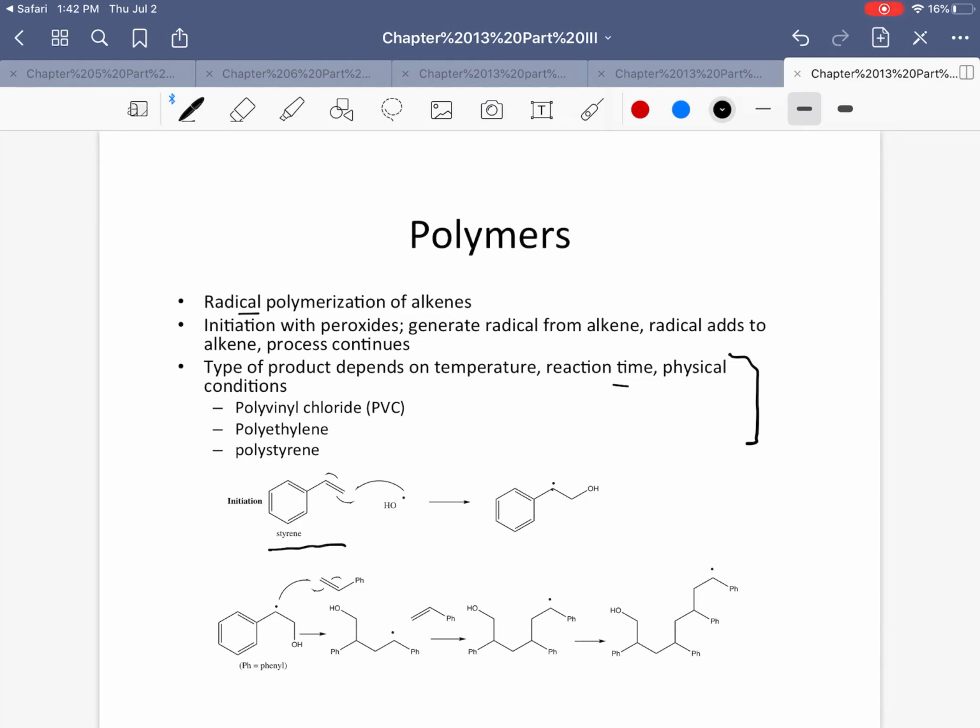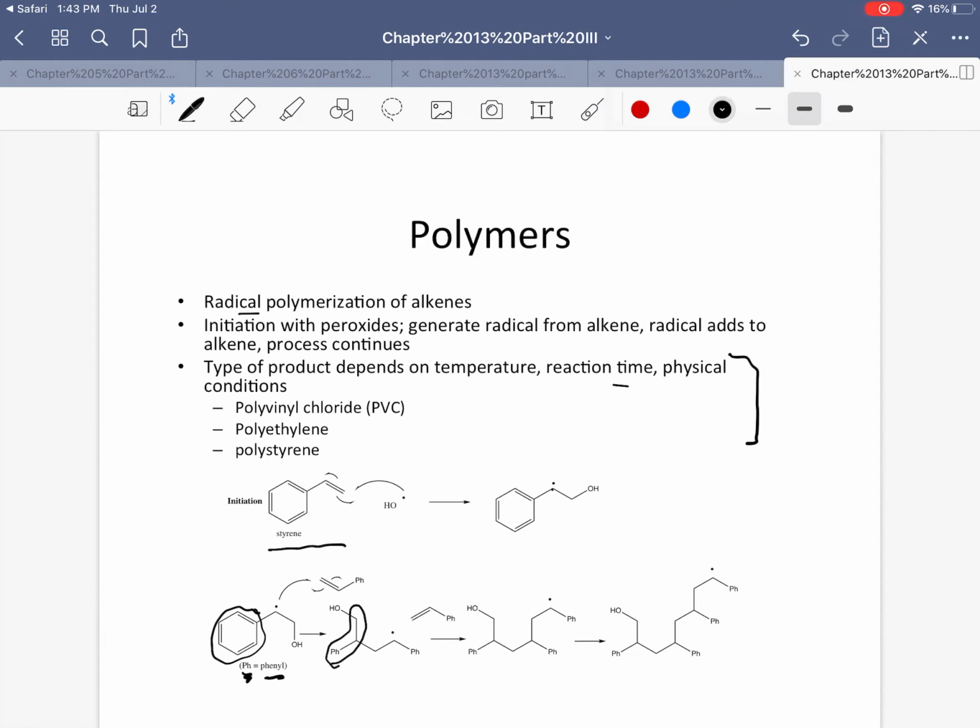So if you add a peroxy radical, that's your initiation step. You generate a carbon radical. And as long as you've got a supply of styrene, and the Ph here stands for phenyl, which is the benzene ring. Okay, so I've abbreviated it in the rest of the structures. That radical adds to the next molecule of styrene.